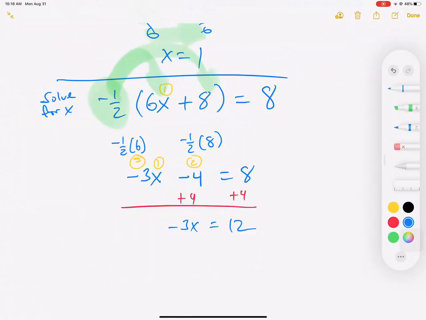How do we get rid of a negative 3? Now be careful. Is this negative 3 adding, subtracting, multiplying, or dividing into x? What is it doing?